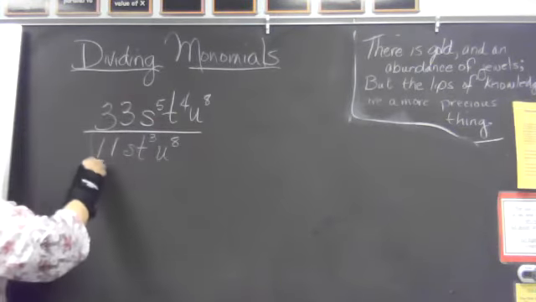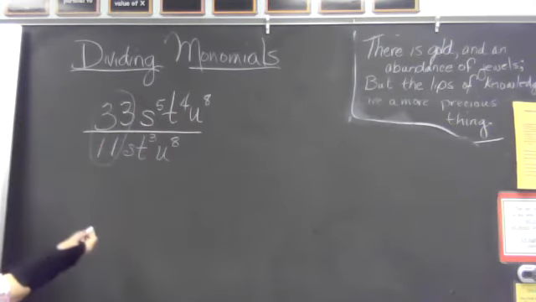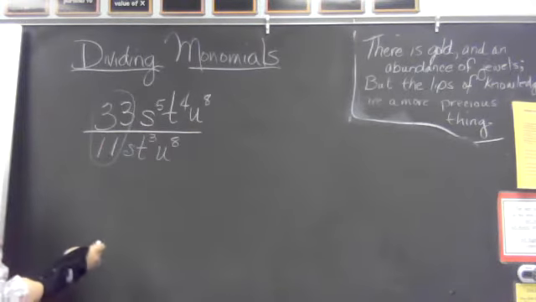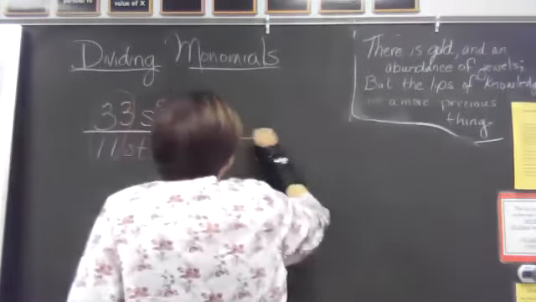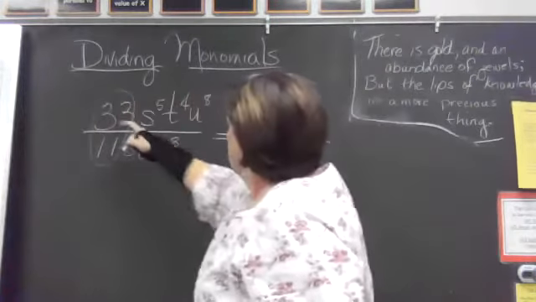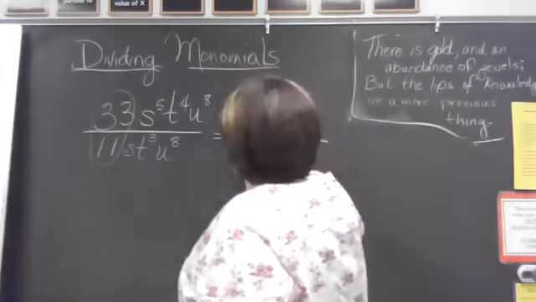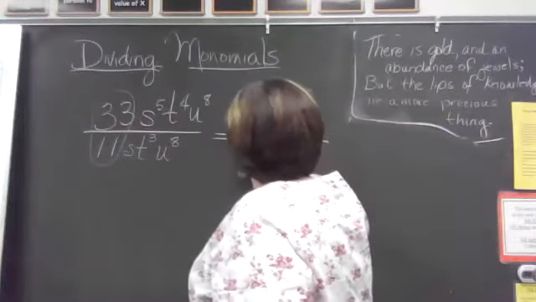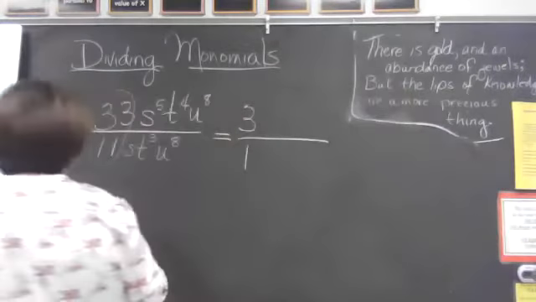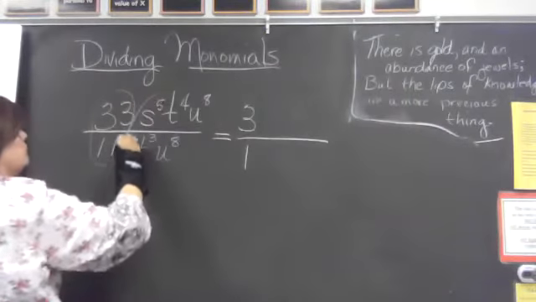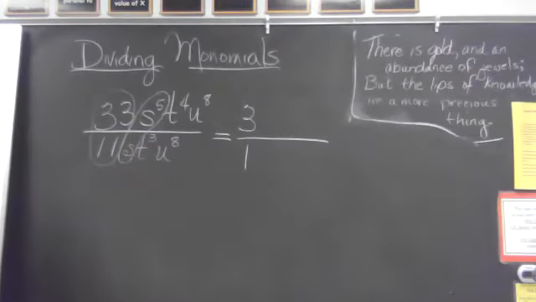So what we're going to do is look at the coefficients first and notice that it just creates a fraction, and we need to just simplify or reduce that fraction. And so we divide the top and the bottom by 11, and so this will be 3 over 1. Y'all see?